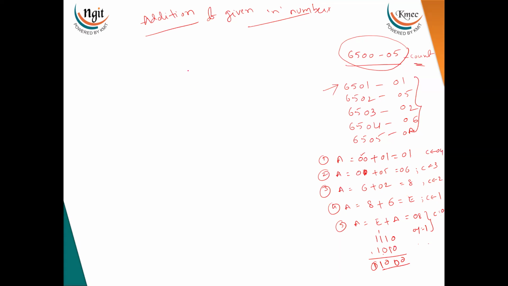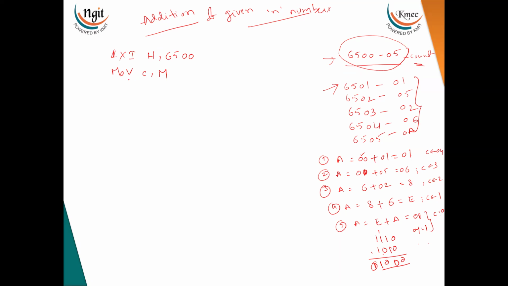For that, first I'll take LXI H, 6500. I'm initiating the HL pair with 6500. The first value is the count value, so I'll move it into the count register: MOV C, M. Otherwise, directly you can take it as MVI C, 05.